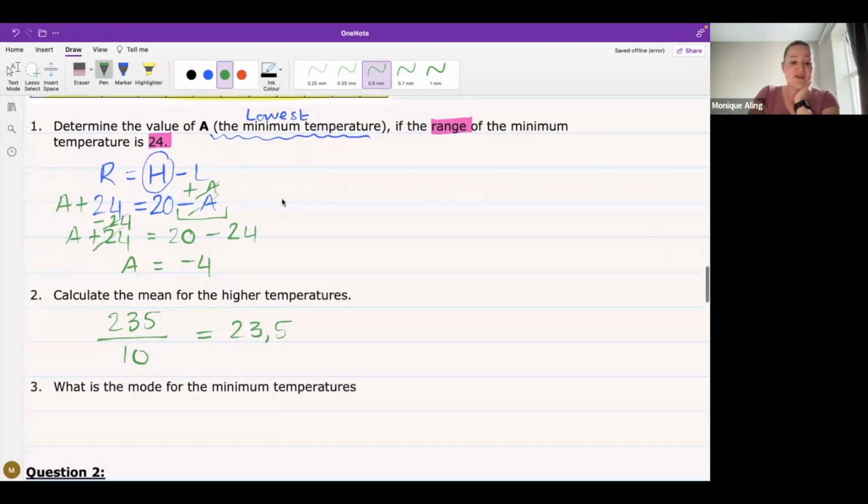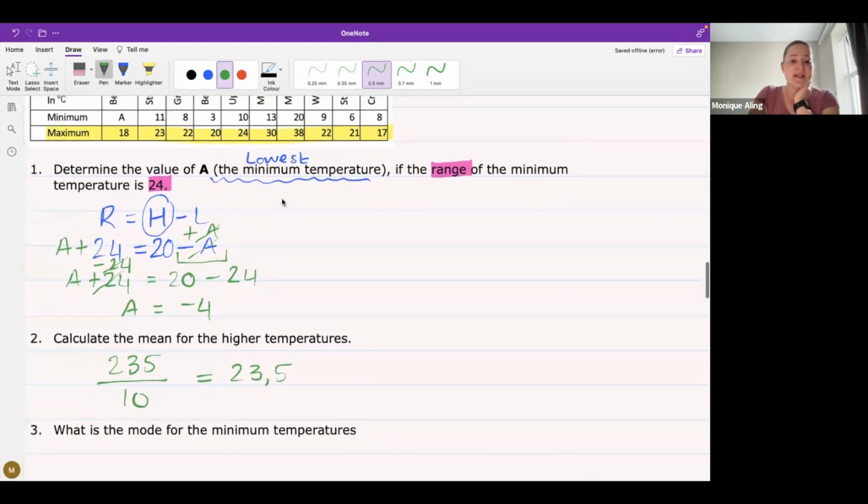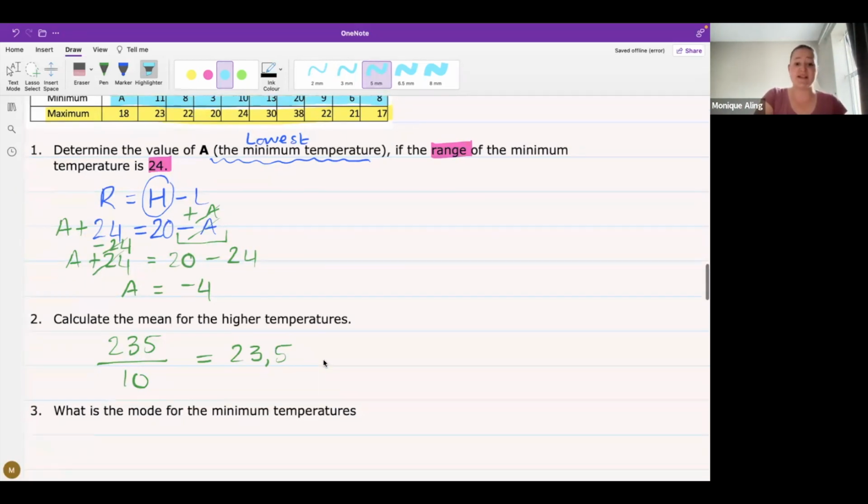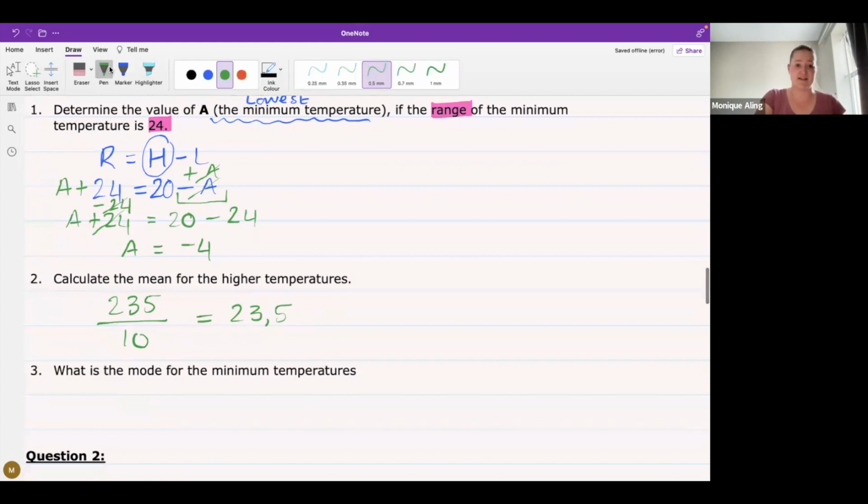Then question 3, what is the mode for the minimum temperatures? So minimum is our top row. What is the mode? Is there a mode? Good. The number that is repeated the most is in fact 8. Nice. Awesome. Well done, everyone.